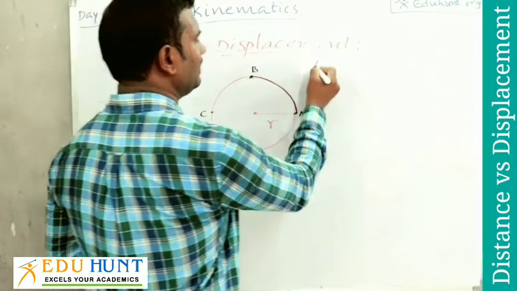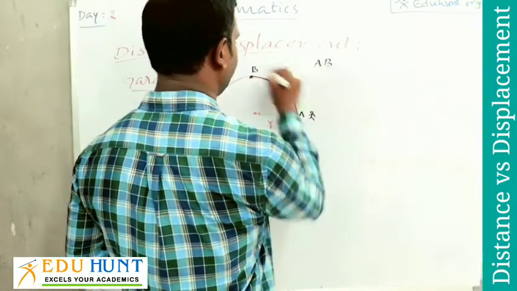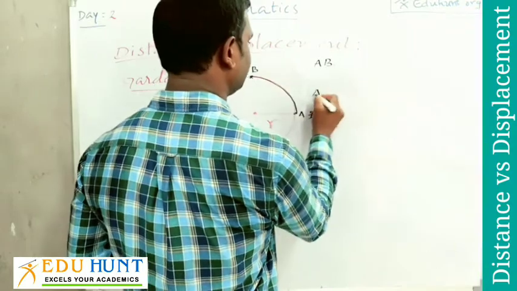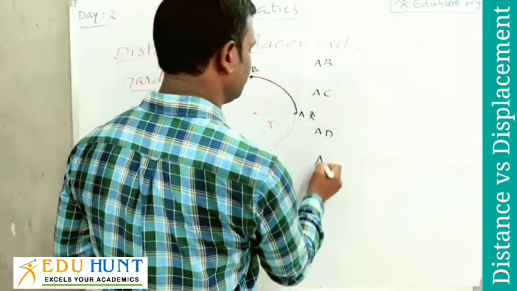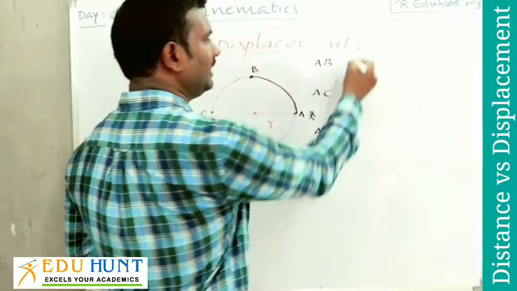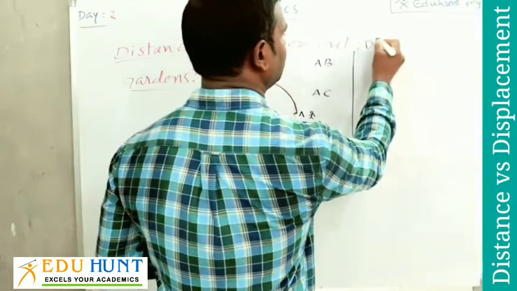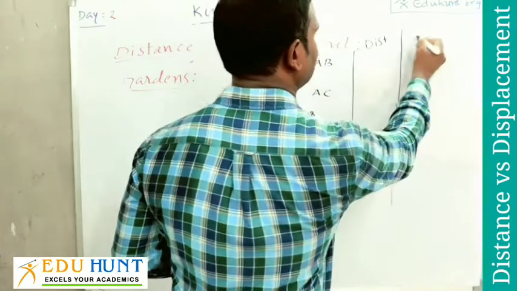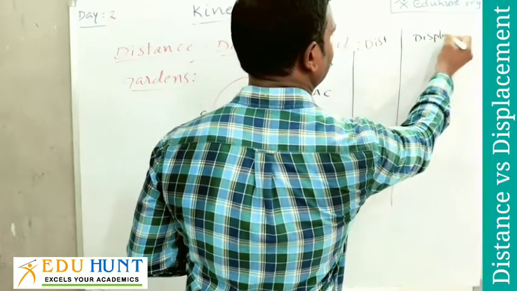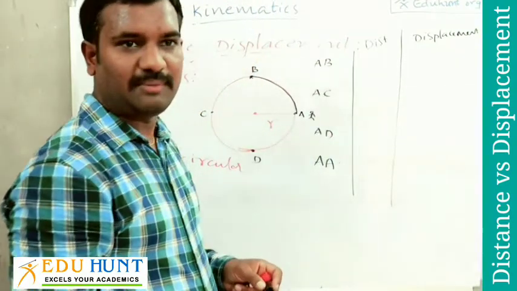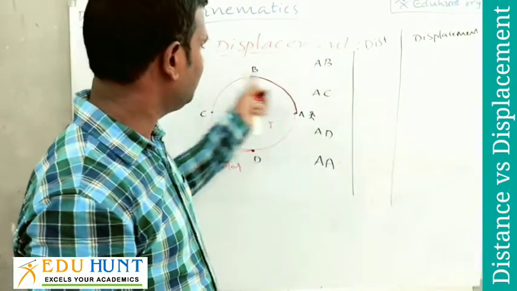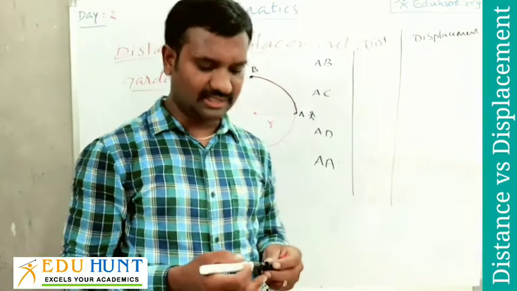So what happened here? He reaches from A to B. Next, A to C. Next, A to D. Next, he came from A to A. In these cases, what is his distance and what is his displacement? This is the question. Got my point? So as he is moving like this, what is his distance and what is his displacement?